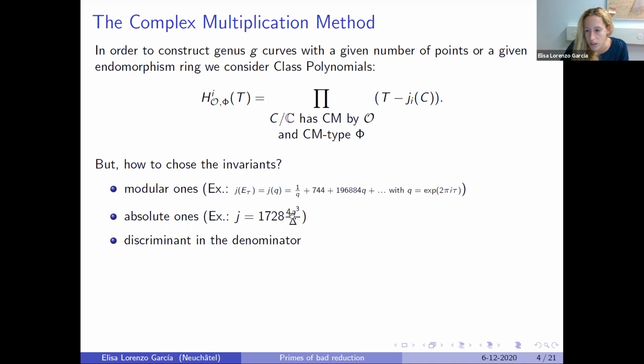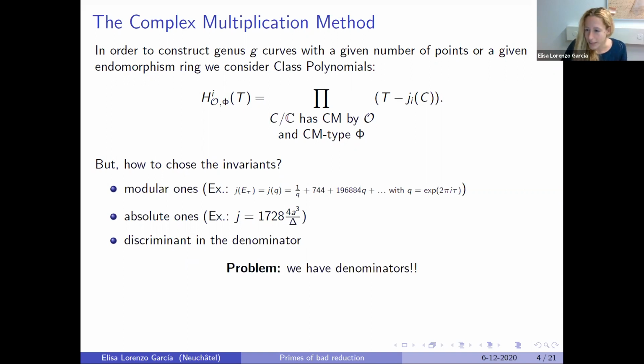This is what is happening for the j-invariant. You consider invariants of weight 12. Okay, so you need a quotient. And what should we put in the denominator? The natural choice is the discriminant, because of course you want to put something in the denominator that is not 0. So the discriminant of a curve is not 0. So this is a natural choice.